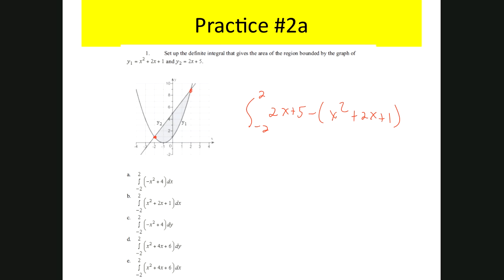None of my answers look the same, but you've got a minus in front of here, so I'm going to make that plus and make these all negatives here. So that's going to be negative x squared. The 2 x's are going to cross off, plus 4. Yep, letter A is correct. Very good.